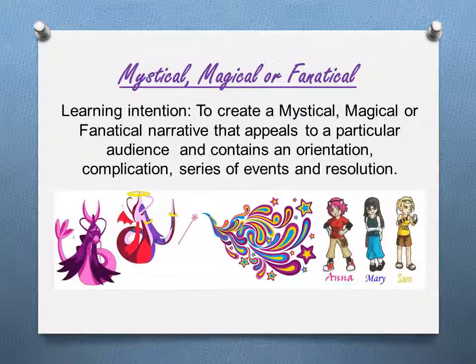The following presentation is based on our literacy unit, Mystical, Magical and Fanatical. The intended outcome for the unit is for students to create a mystical, magical or fanatical narrative that appeals to a particular audience and contains an orientation, complication, series of events and resolution. The students have already begun to create their mystical, magical and fanatical narrative.